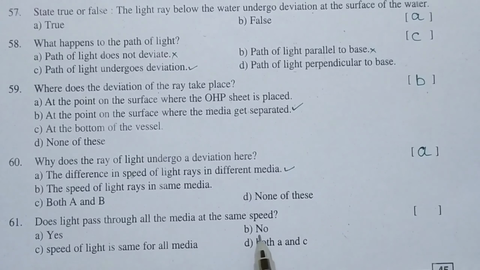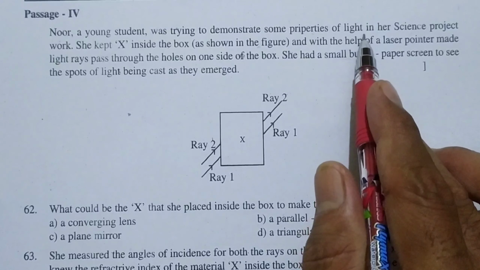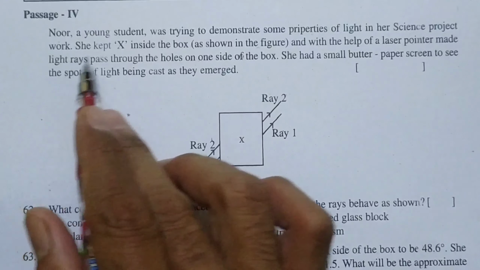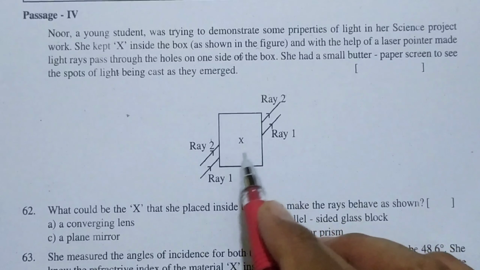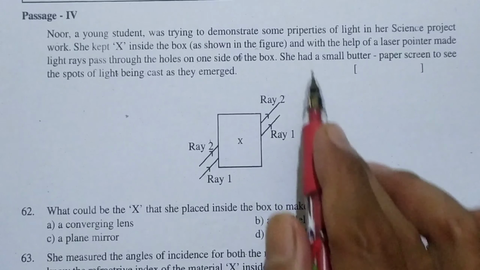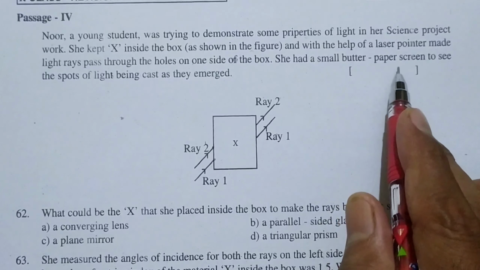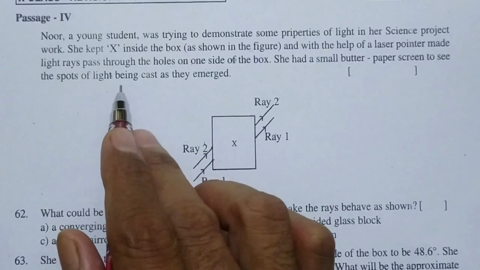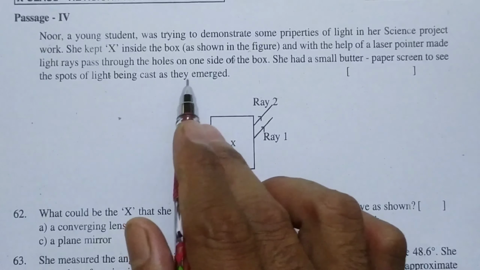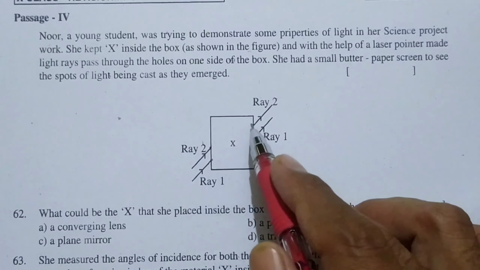Now we see passage 4. Noor, a young student, was trying to demonstrate some properties of light in her science project work. She kept X inside the box. We do not know what X is, as shown in the given figure, and with the help of a laser pointer she made light rays pass through the holes on one side of the box. See here, she is sending the light rays from these holes. She had a small butter paper screen to see the spots of light being cast as they emerged. Where they come out, she puts a butter paper where she can see the emergent rays.